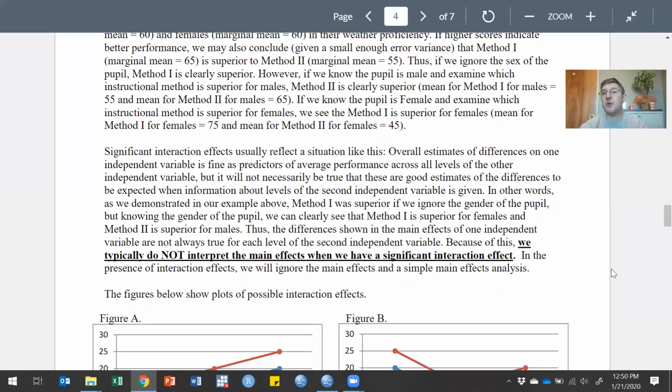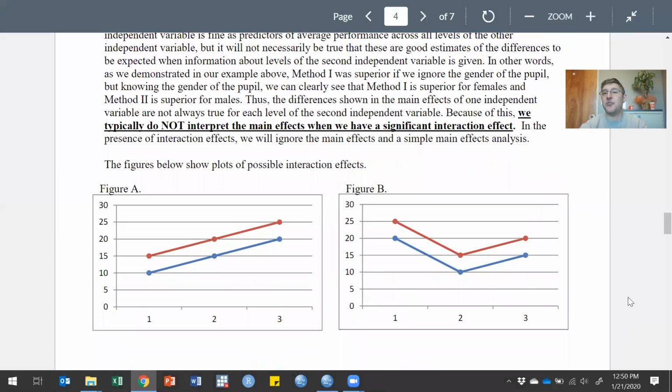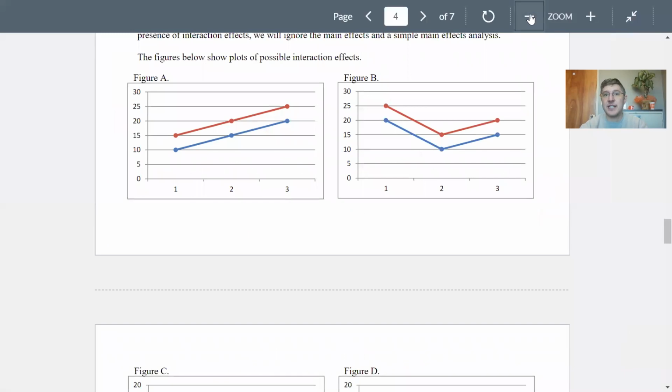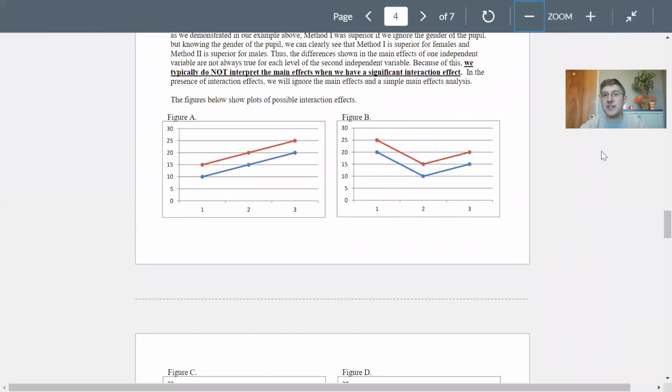Usually what we do when we find a significant interaction effect is we like to graph the interaction effect. And that's what, can I show them both on here?